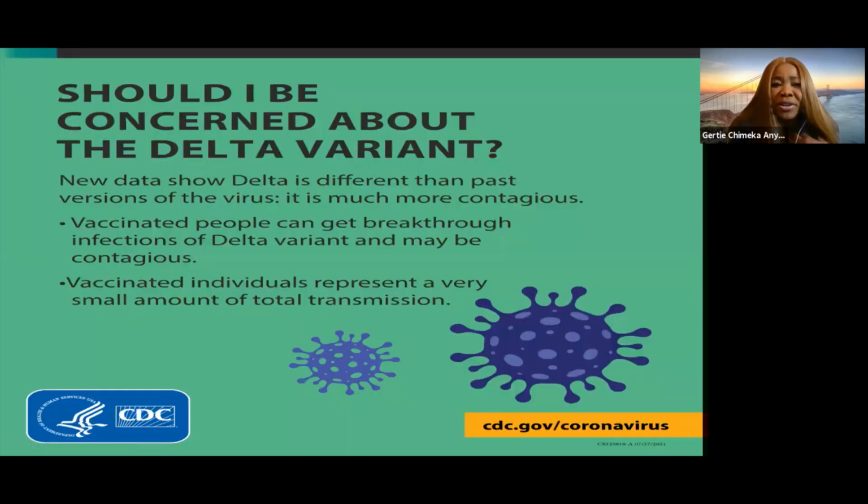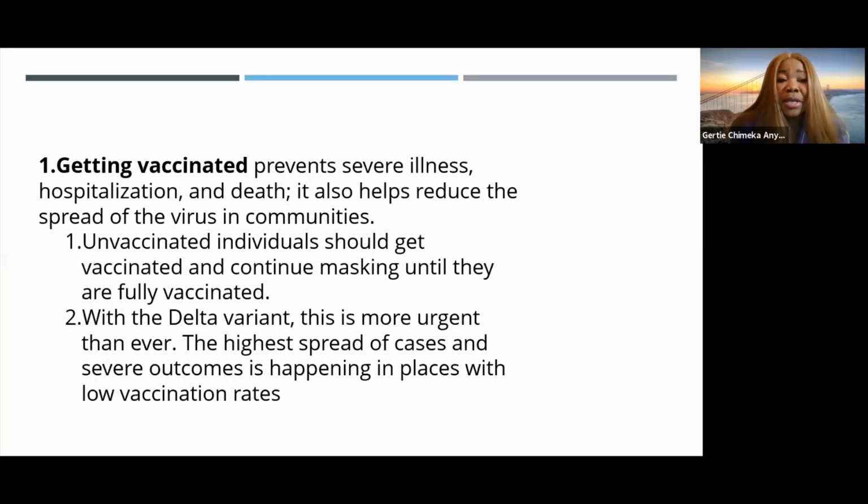So should I be concerned about the Delta variant? The new data show Delta is different than past versions of the virus. It seems to be much more contagious. Vaccinated people can get breakthrough infections of Delta variant and may be contagious. Vaccinated individuals represent a very small amount of total transmission. So majority of the transmission still comes from unvaccinated people.